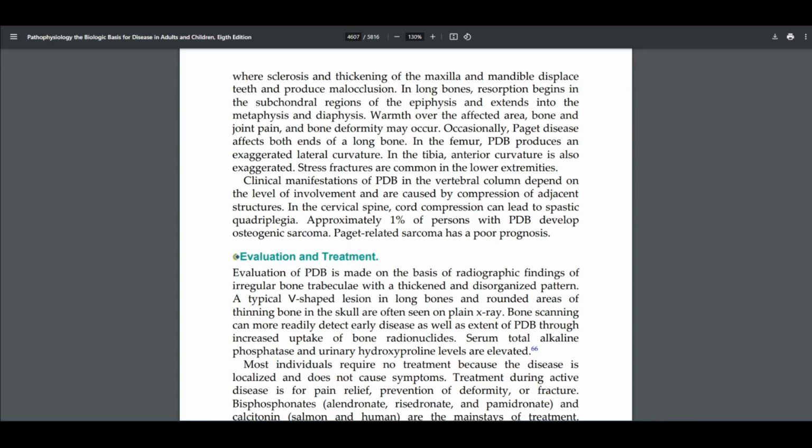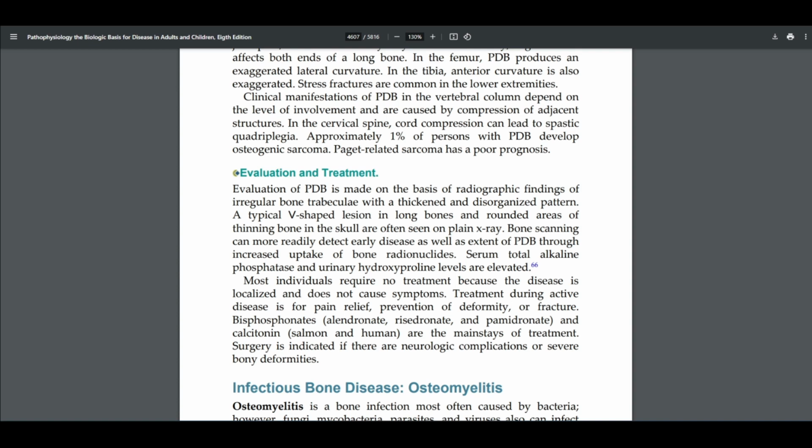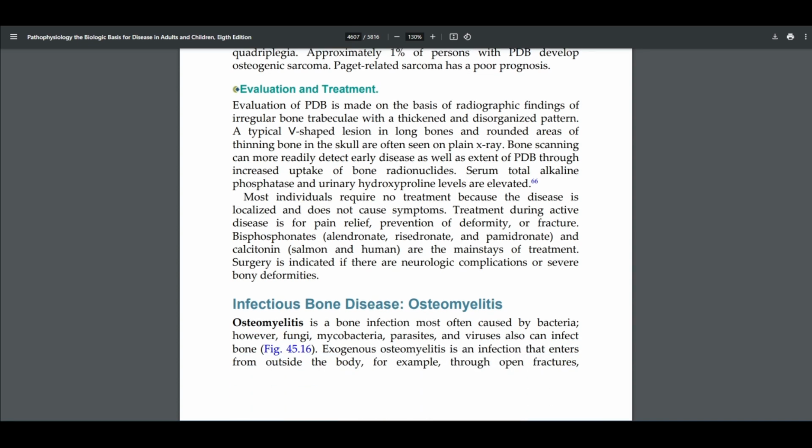Clinical manifestations of Paget's in the vertebral column depend on the level of involvement and are caused by compression of adjacent structures. In the cervical spine, cord compression can lead to spastic quadriplegia. Roughly 1% of people with Paget's develop osteogenic sarcoma. Paget-related sarcoma has a poor prognosis, unfortunately. So, our evaluation and treatment.